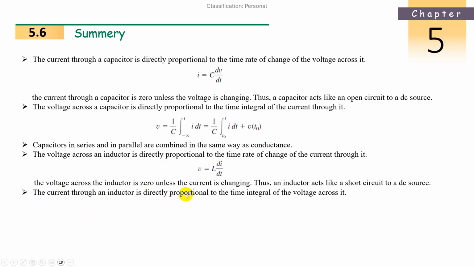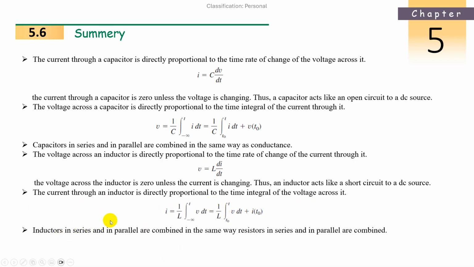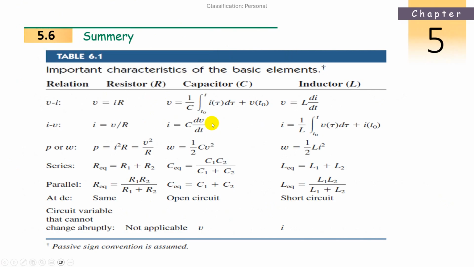The current through the inductor is directly proportional to the time integral of the voltage. So if we need I, just integrate the V. So I is nothing but 1 by L integration of V dt with initial condition of I. Inductors in series and parallel are combined in the same way as resistors in series and parallel. So like this we have finished chapter 5 and we have a table we can go through.